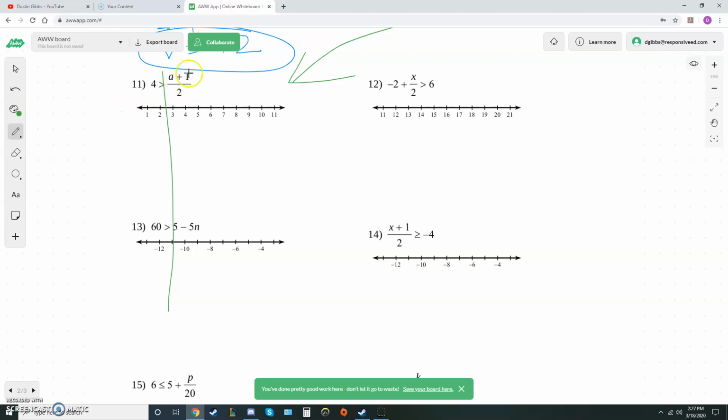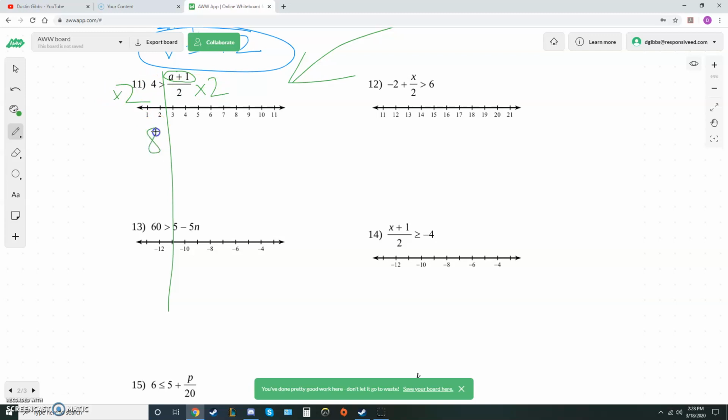So notice how this a plus 1 is all on top of this 2. What this means is you have to get rid of it. Now, I know equations and inequalities can be complex because if you look over here, you would solve this one differently than you would solve this one. Because if you look at this one, it's just the x that's divided by 2. Here, it's all of this that's divided by 2. So that's why this one's a little bit different than this one. Anyways, to get rid of this divide by 2, you need to times by 2 to both sides.